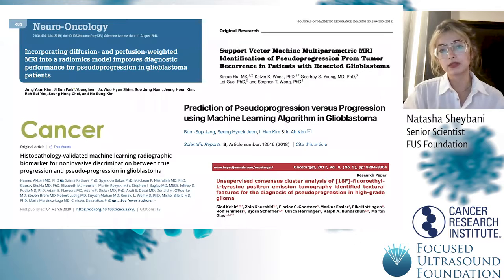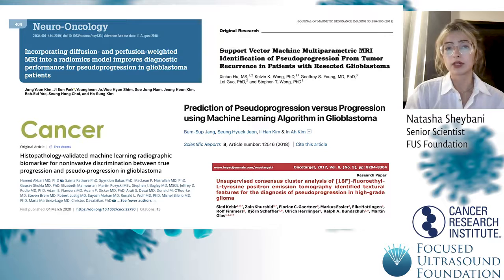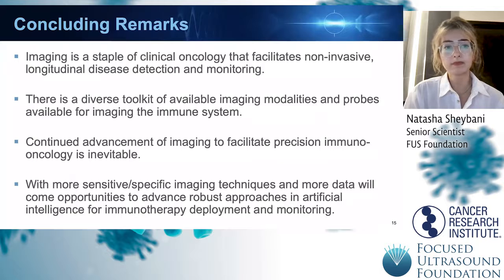And just to bring things full circle, pseudoprogression is also a topic of interest to the artificial intelligence community. These are a few different studies that I'm highlighting here where multi-parametric imaging or methods in machine or deep learning are being leveraged to enable prediction of pseudoprogression. And as it happens, these papers are all on the example of glioblastoma.